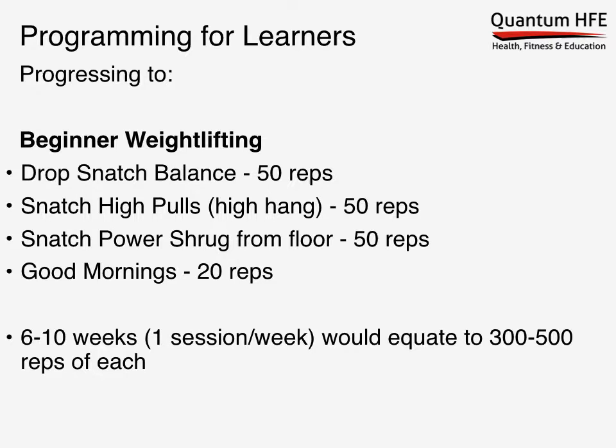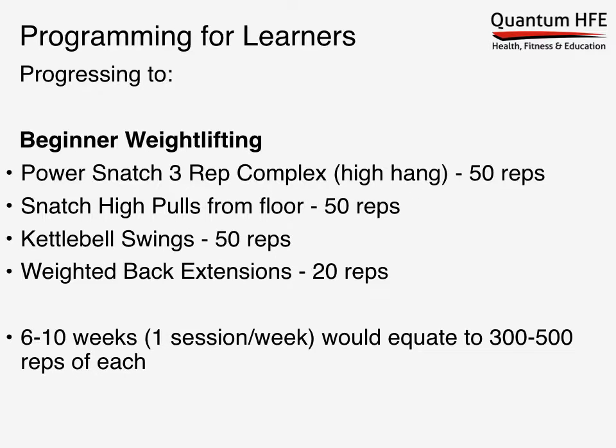You may also want to do some good mornings for variation, again, just to continue to strengthen that low back. And then that would progress nicely into more of a beginner weightlifting program. So we might do these 3-rep complexes, focusing on the power snatch from the high hang. So we would do all from the high hang, as we mentioned before, our power shrug, high pull, and then into the power snatch.